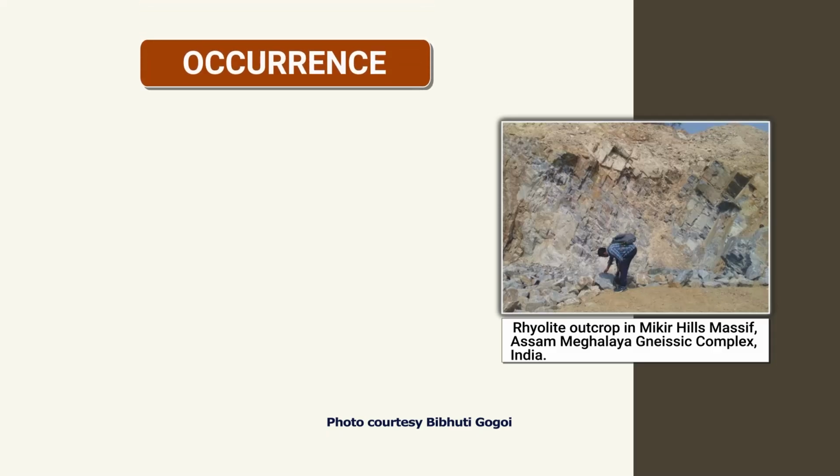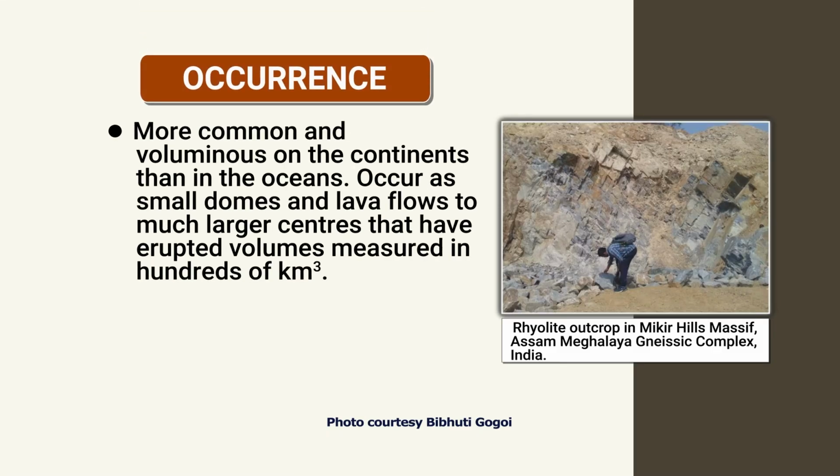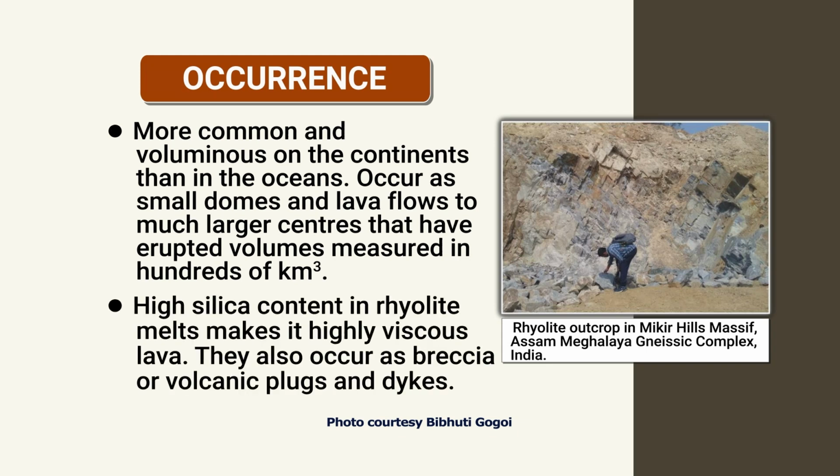Occurrence wise, rhyolitic magma is very common in continents as well as in the oceans. They occur as small domes and lava flows. They can also occur as large centers that have erupted volumes of magma which can spread up to hundreds of kilometers. As these rhyolitic magmas have high silica content, they are highly viscous, and they also occur as breccia or volcanic plugs and dikes.